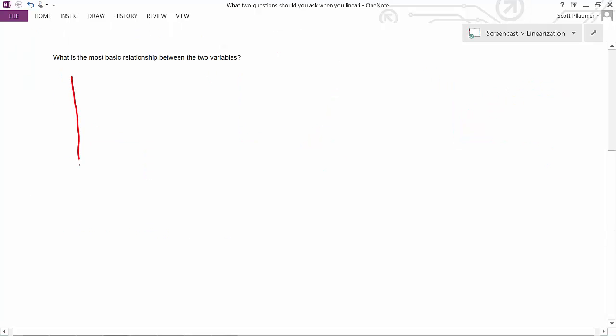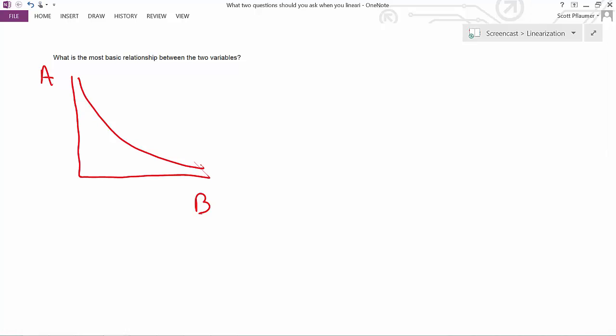Let me redraw A and B here just by itself. Okay, so as B goes up, A goes down. As we know, one of the tools that we have for linearizing is squaring one of either the independent or the dependent variable. But I'm going to argue that that's not going to be helpful.